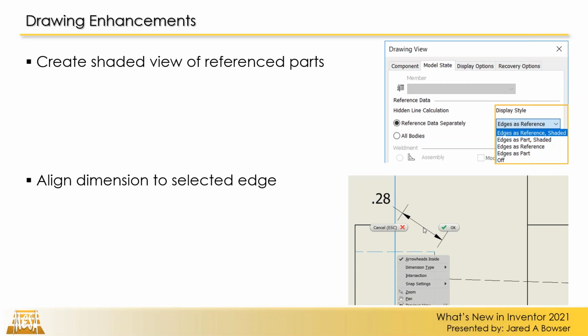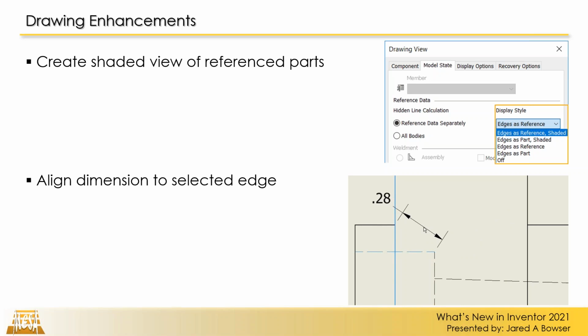If you deal with referenced parts on your drawings, you have a few new options for how those look. You have display styles for them. You can see that screenshot on the top right. To show the edges as reference and make them shaded, show the edges as parts and make them shaded, leave the edges as reference, leave the edges as a part, or simply turn off the display style there. So you get a few options there for how you want your referenced parts to show up on your drawing, just to give you a little bit more control.